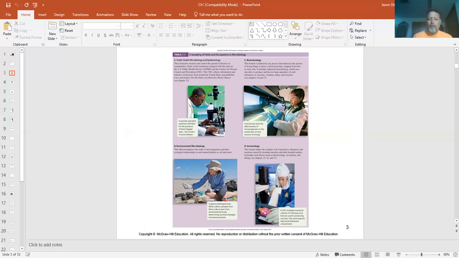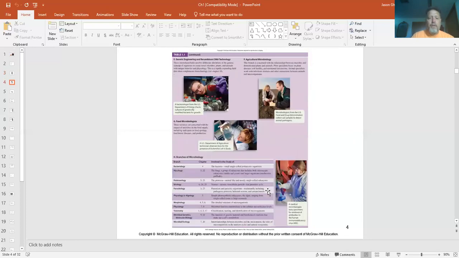In the lower right-hand corner here, you have immunology. Immunology is the study of the effects or the reactions that our body has when we have an infection, when a microbe invades us. So that's what immunology is.